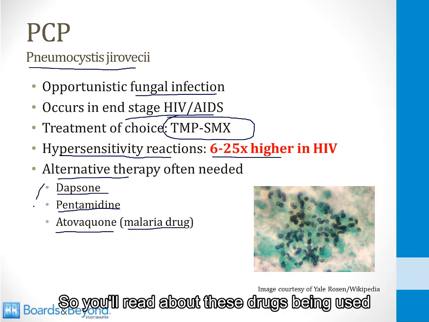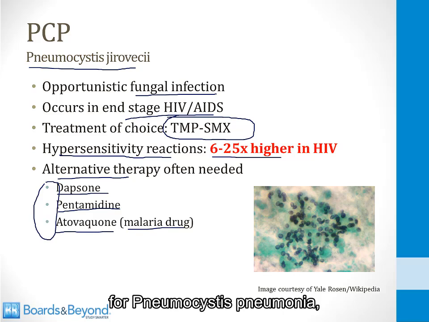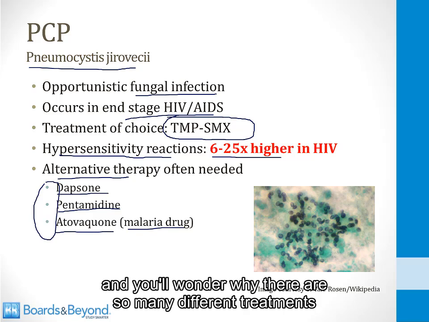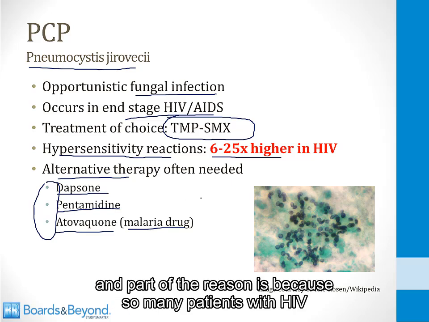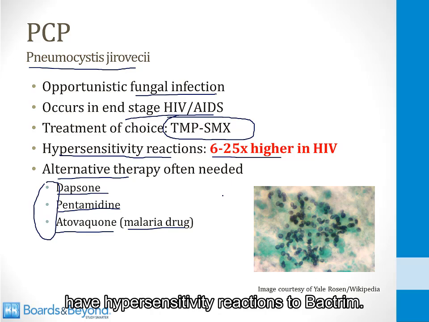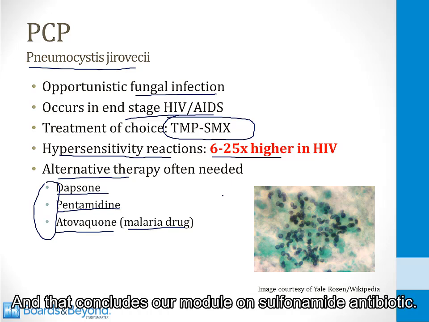So you'll read about these drugs being used for pneumocystis pneumonia, and you'll wonder why there are so many different treatments for pneumocystis pneumonia, and part of the reason is because so many patients with HIV have hypersensitivity reactions to Bactrim. And that concludes our module on sulfonamide antibiotics.